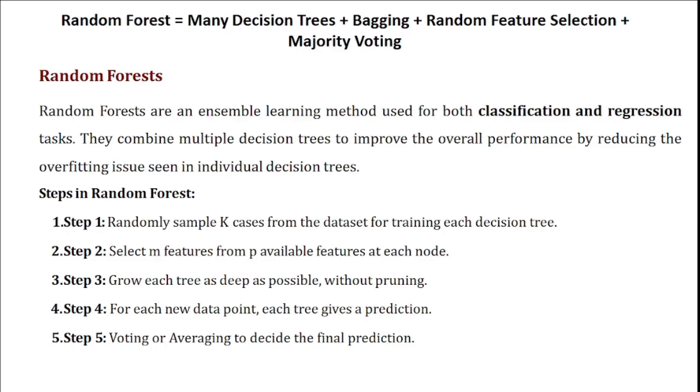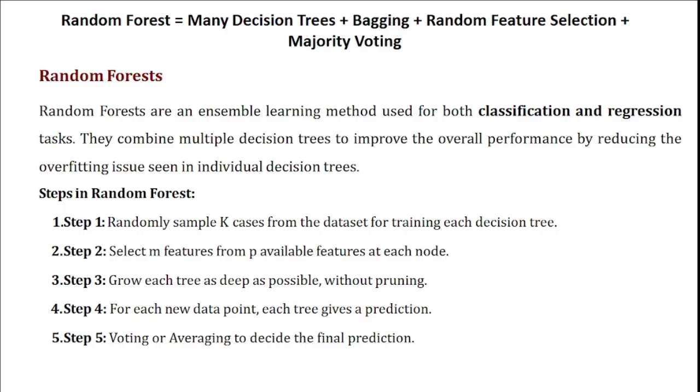And what is meant by random forest? In what way does random forest differ with respect to bagging? Yes, in step number 2 and step number 3 the random forest varies. Random forest is a combination of many decision trees, bagging, random feature selection, and finally majority voting. It's a combination of all those things that is called random forest.